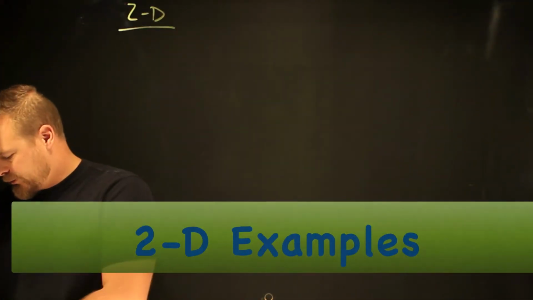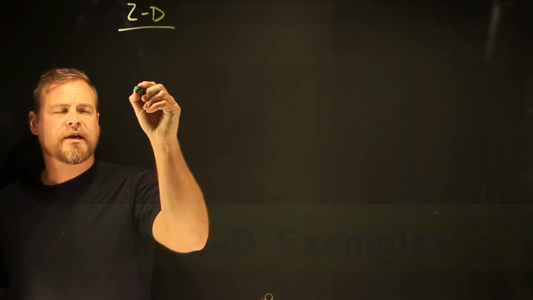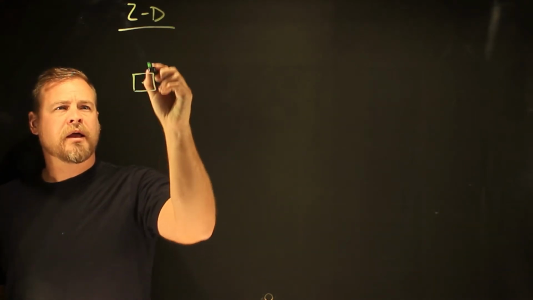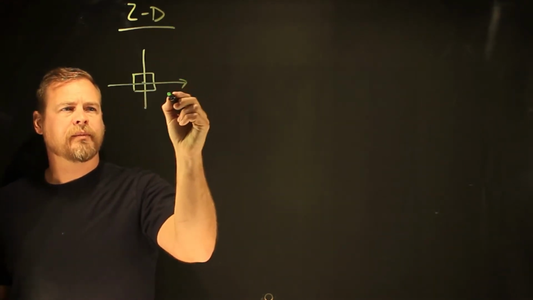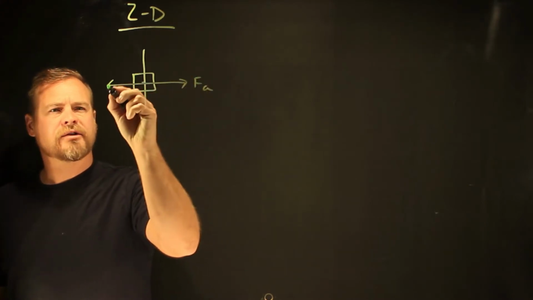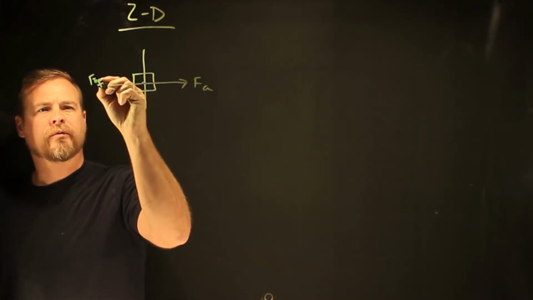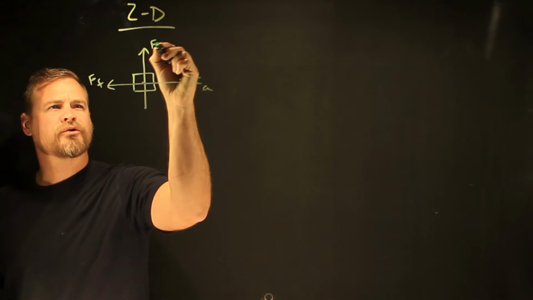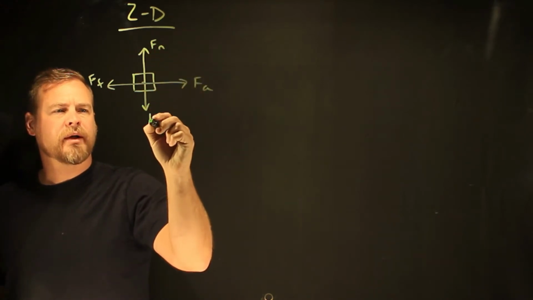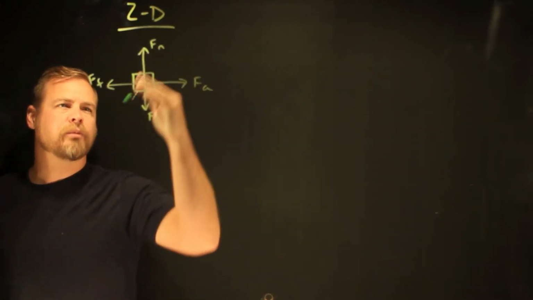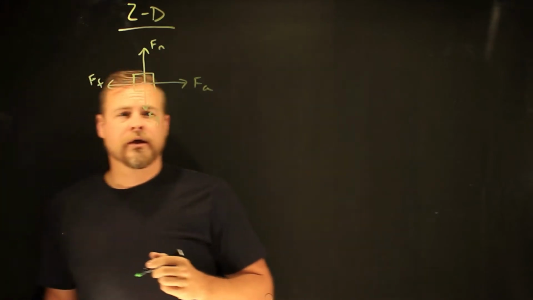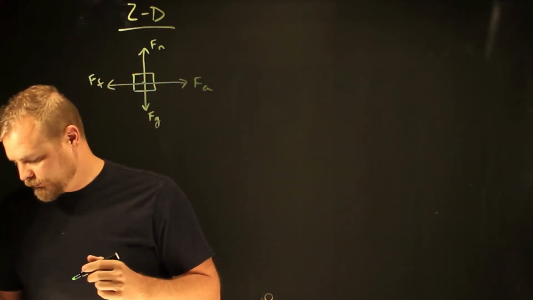Alright, let's do another example. This is 2 dimensions. So let's take our box, and it's sitting on a table. I'm pushing the box with some force. There's force of friction opposite of the direction of motion. The table is pushing up on it, and the force of gravity is pulling it down. So just a standard 2-dimensional piece here.